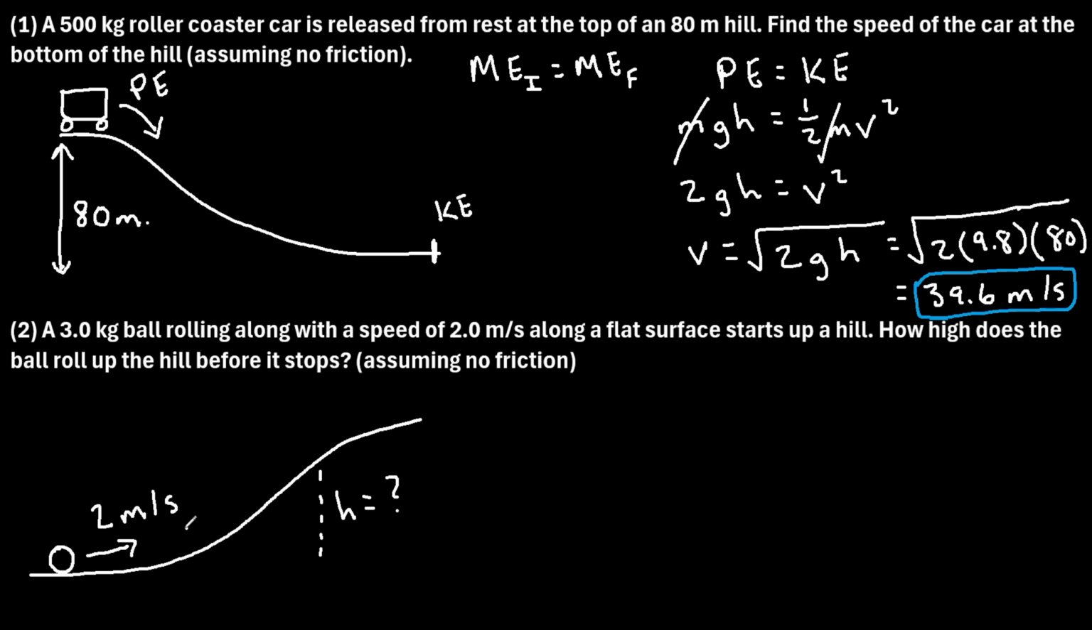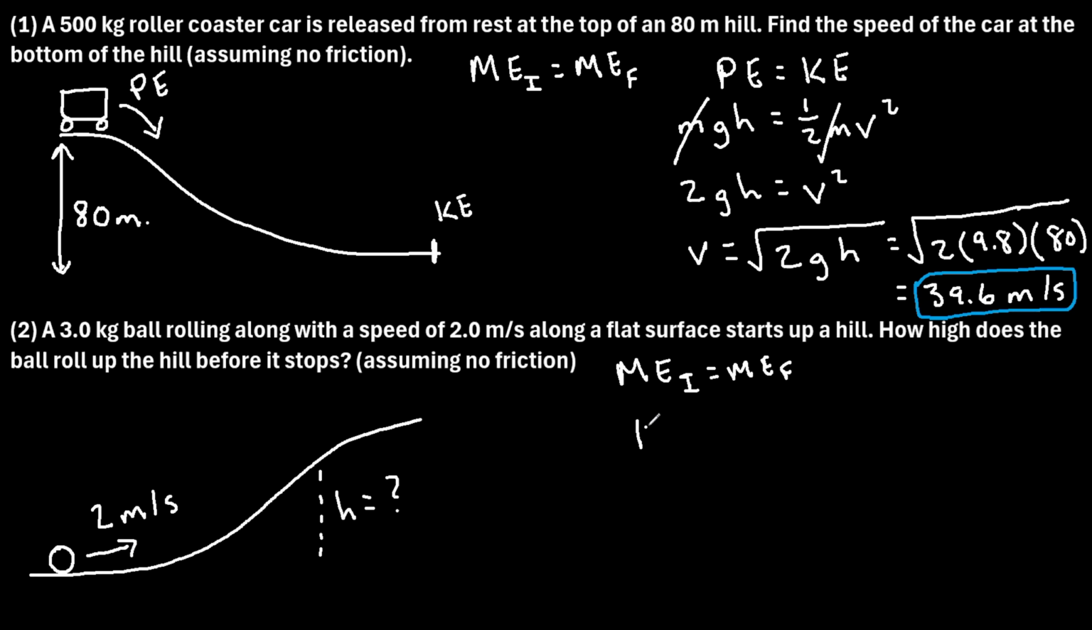So again, in this scenario, the only force that's acting on this ball is going to be gravity, which will be working against the ball as it is trying to go up the hill. Because gravity is the only force working on this ball, that's a conservative force. So we know that the initial mechanical energy of this ball must be equal to the final mechanical energy. In this case, the ball only has kinetic energy initially because it's at ground level, so it has no potential energy, but it is in motion, so it has kinetic energy.